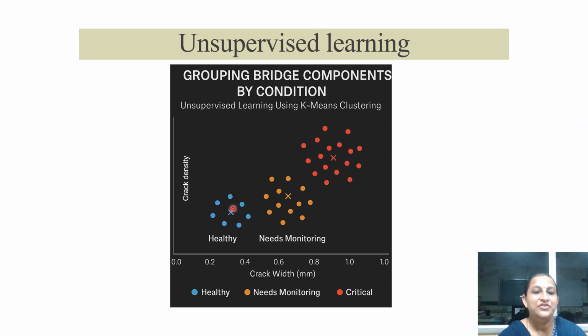If you see, there is an X symbol indicated at the center of each cluster. This indicates the cluster centers or centroids identified by the K-means algorithm. This example shows how unsupervised learning can automatically organize structural condition data and support condition assessment and maintenance plans.